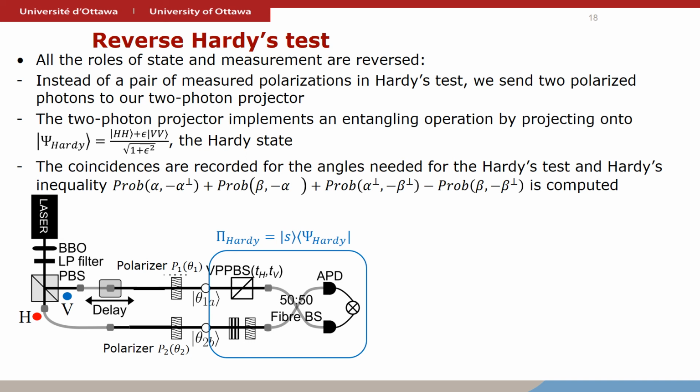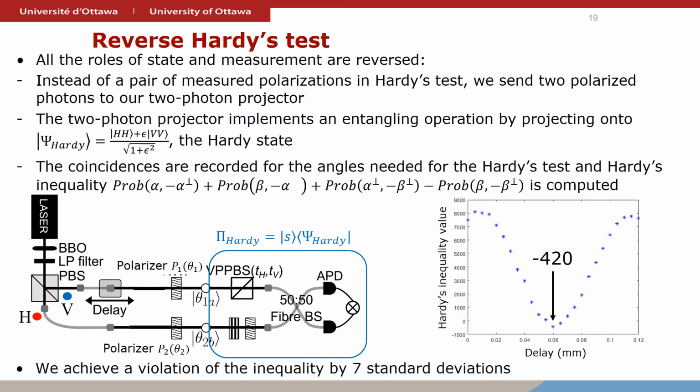Then we send all the polarizations needed for the Hardy test to our system, and we compute the Hardy inequality. By plotting the value of the Hardy inequality as a function of the delay of the two photons, we see that the inequality reaches -420 when the two photons arrive at the same time at the beam splitter, which means that we get a violation of the Hardy inequality by 7 standard deviations. This means that our entangling operation worked and that we have projected on the Hardy state, because this state is the one that will be able to violate the Hardy inequality.